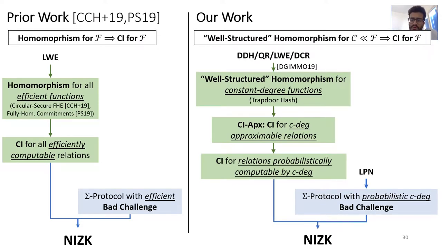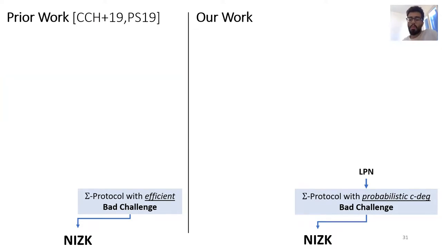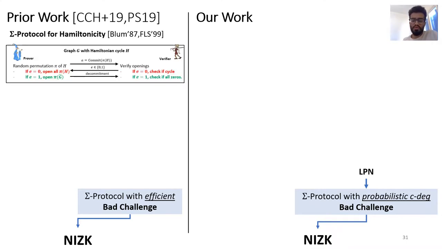So now all that is left to show you is how under LPN we have a sigma protocol for an NP-complete language such that the batch challenge function can be probabilistically computed using constant degree polynomials. And to do that, I'm going to first recall prior work where all they had to do is show there exists a sigma protocol with an efficiently computable batch challenge.